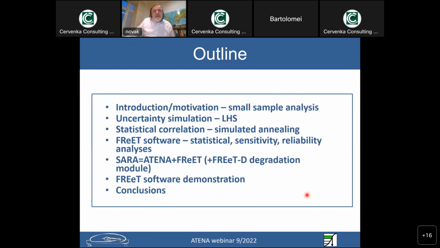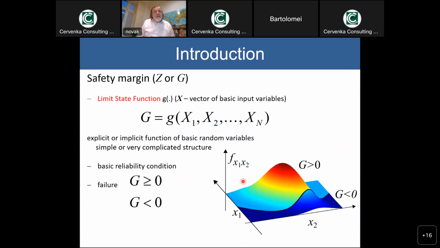Okay, the outline of my presentation: I will mention something about small-sample analysis, about uncertainty simulation by the stratified sampling technique, hierarchical sampling, how we work with statistical correlation among random variables, and I will present the FReET software for statistical sensitivity and reliability analysis. Just as a part of the SARA system, which is a combination of ATENA, FReET, and possibly also FReET-D. This combination will actually be presented in 2 weeks by a colleague from Hierarchical Consulting, Dr. Cooper. So I will do some software demonstration of the FReET. So my task today is just to inform you about the FReET software and the basics.